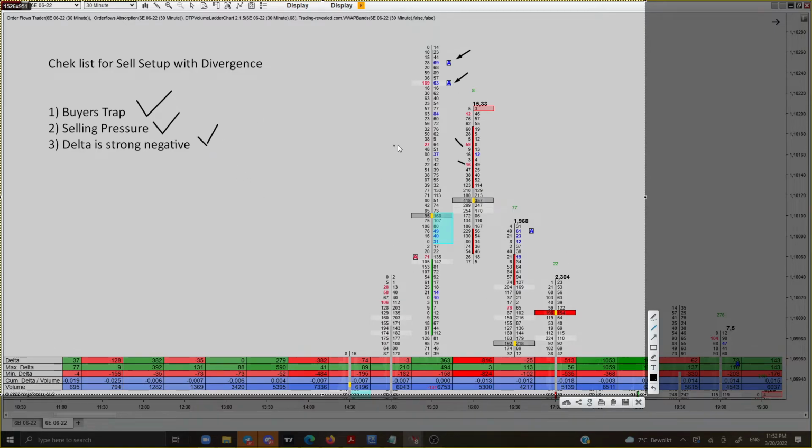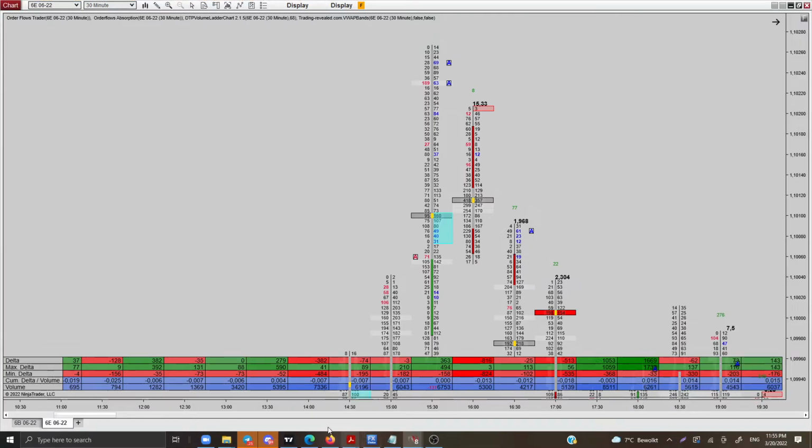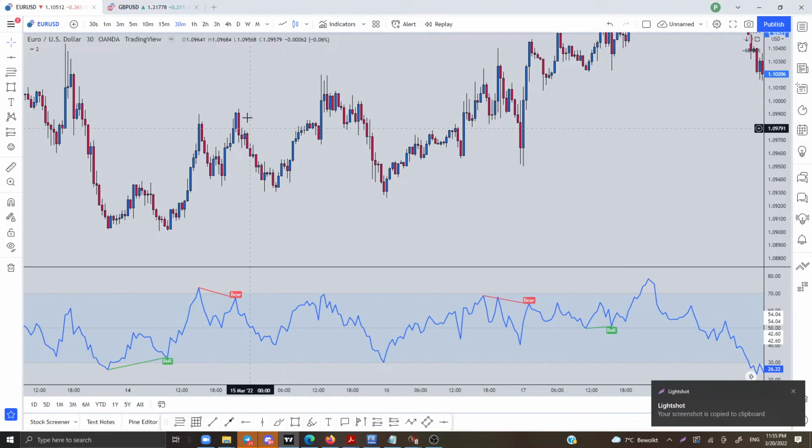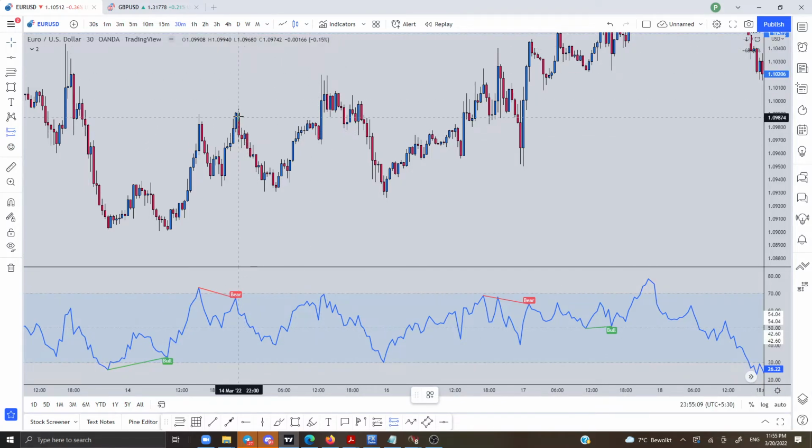When you have these 3 checklists met, then you just put your order from here. Stop loss is here. And it will be sell. If I do the same thing in the EURUSD chart, then it will be here. That was the candle. So I'll be taking my order, and after this candle, I can open the trade.